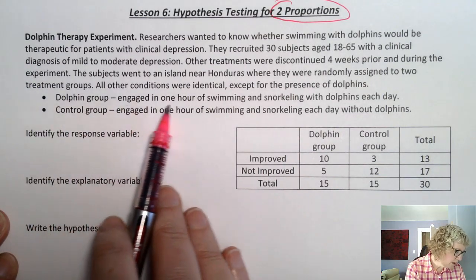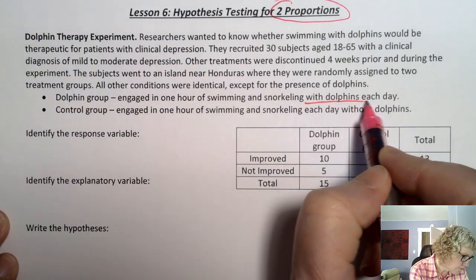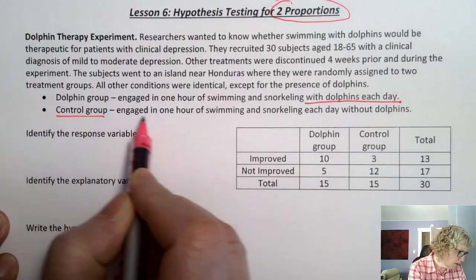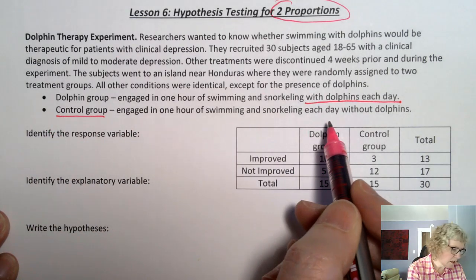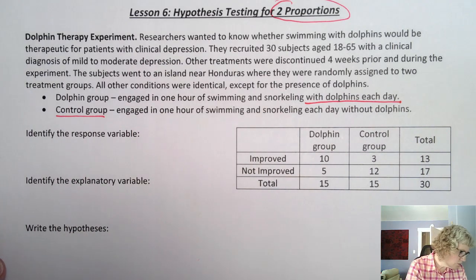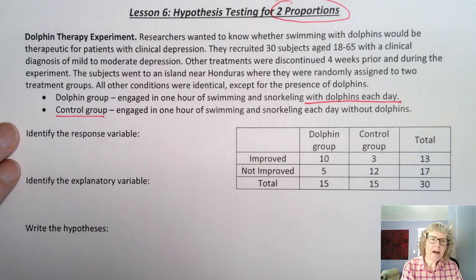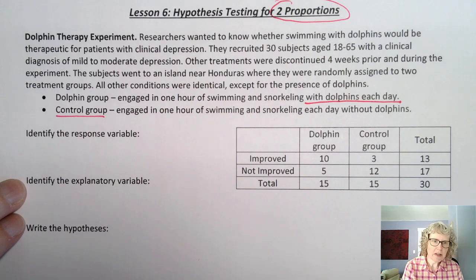So the dolphin group engaged in 1 hour of swimming and snorkeling with dolphins each day. The control group engaged in 1 hour of swimming and snorkeling each day, but without the dolphins, okay? So the control group may or may not have known exactly whether there were dolphins involved or not. I bet they would be very disappointed if they knew that they were not getting to be with the dolphins. Okay, and the questions we have are identify the response variable, identify the explanatory variable, and write the hypotheses.